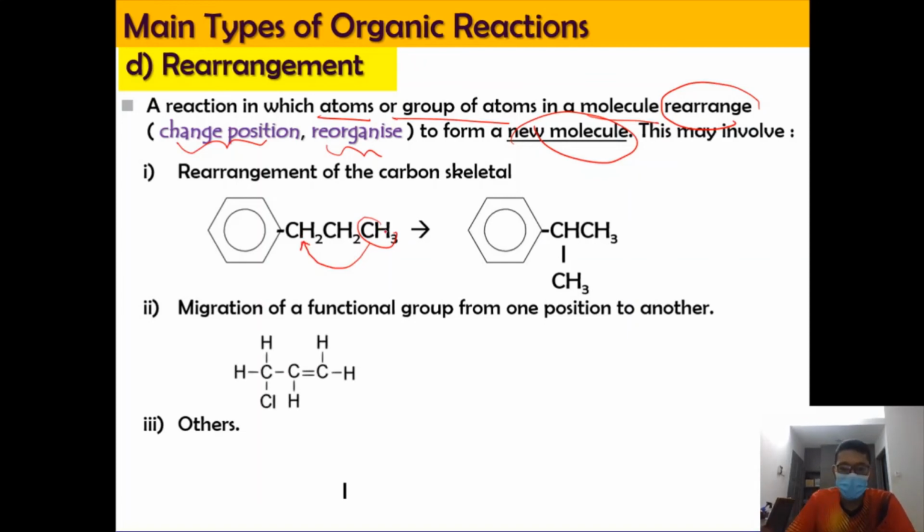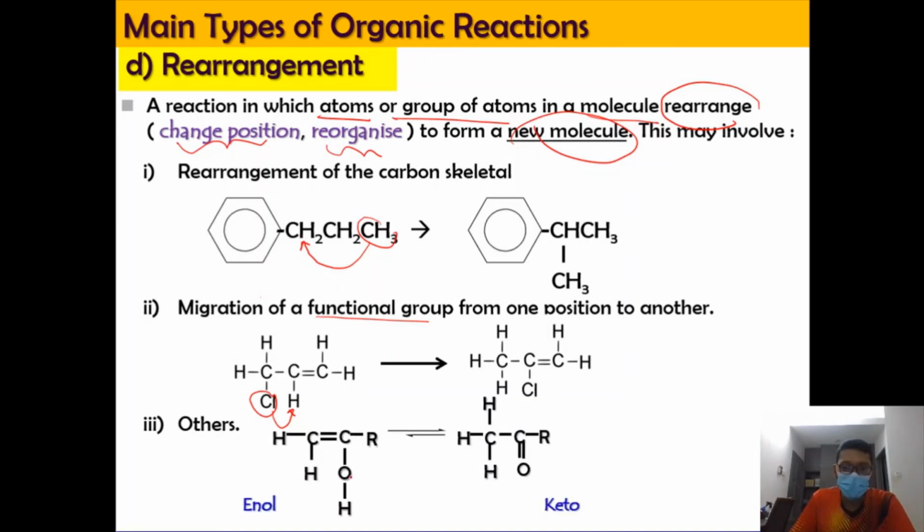Or it can be due to the migration of the functional group or the positional isomer. So as what you can see here, the chlorine atom is transferred to this side. So this is known as the rearrangement or the migration of the functional group. Or we will have the other type, which is the keto-enol tautomerism. Okay, so here you can see that it can be existing as a ketone or as a enol group, which is the carbon-carbon double bond and the OH group. So this is the example of the rearrangement processes.